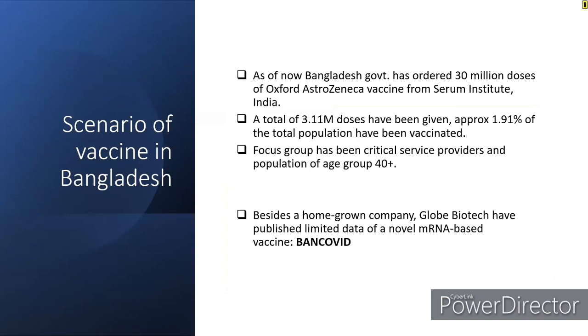The vaccine used in this program is the Oxford AstraZeneca vaccine provided by the Serum Institute of India. The vaccine provided is a non-replicating viral vector. It is also noteworthy that Ban-COVID, an mRNA-based COVID-19 vaccine made by a local company, Globe BioNTech, has generated some hype, although the vaccine is still in the animal trial phase.